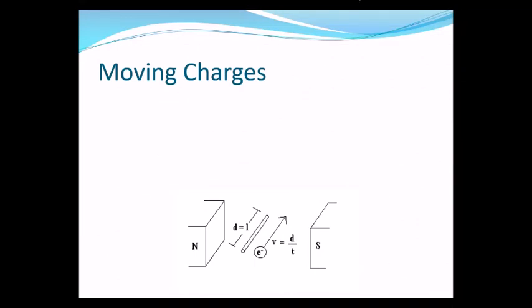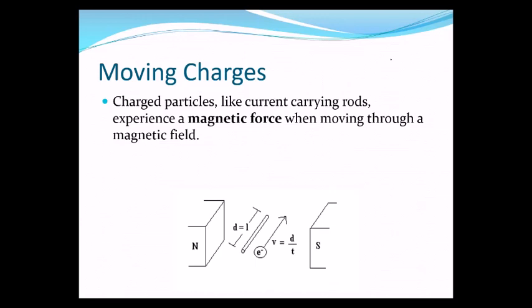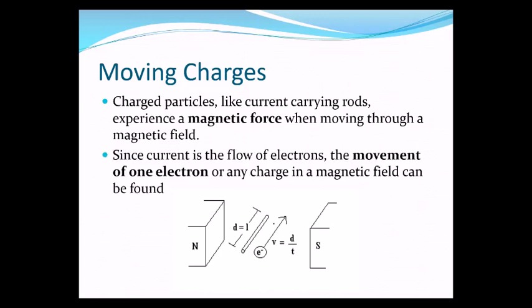Okay, so now let's get to our new lesson. Charged particles, like current carrying rods, I switched to rods there instead of conductors, experience a magnetic force when moving through a magnetic field, right? Electrons are moving through this wire, so they experience a force. Well, if you just shoot an electron through, it will also experience a force. Since current is a flow of electrons, the movement of one electron or any charge, positive or negative, alpha particle, whatever it is, we can figure out the force on that.